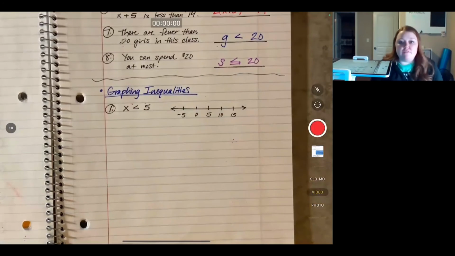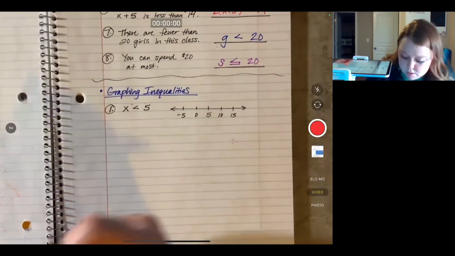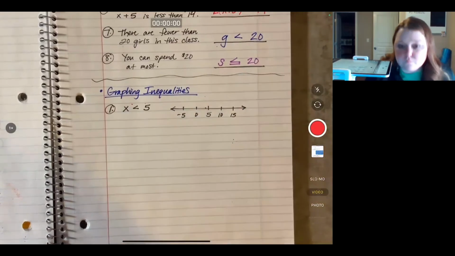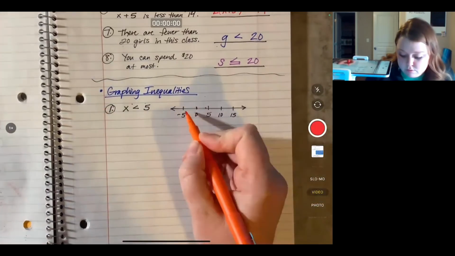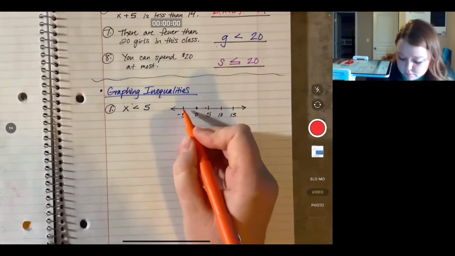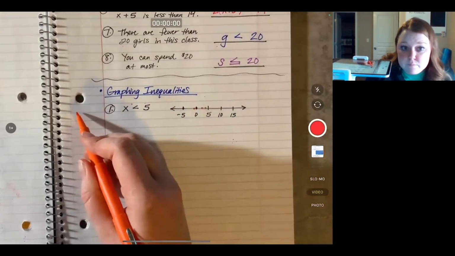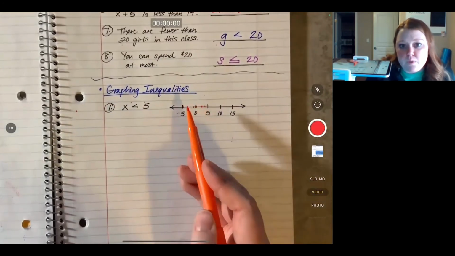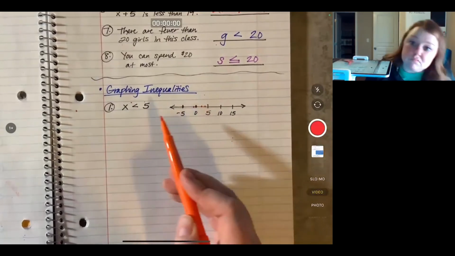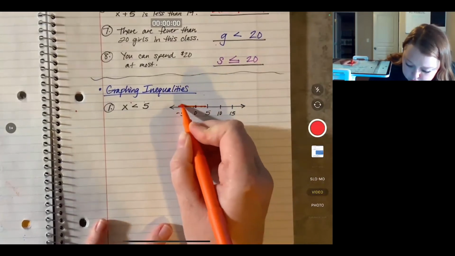Okay? But how do you graph this? X is less than 5. Think about all the numbers less than 5. So right now, tell me a number less than 5. 4. Okay, 4 is right here. What else is less than 5? 0. What else is less than 5? Negative 1. 2. Negative 5 is less than 5. Negative 20, which would be over there, whatever. That's less than 5. So all of these numbers are which direction from 5? Just to the left. So here's what we're going to do. It's going to be an arrow going this way.